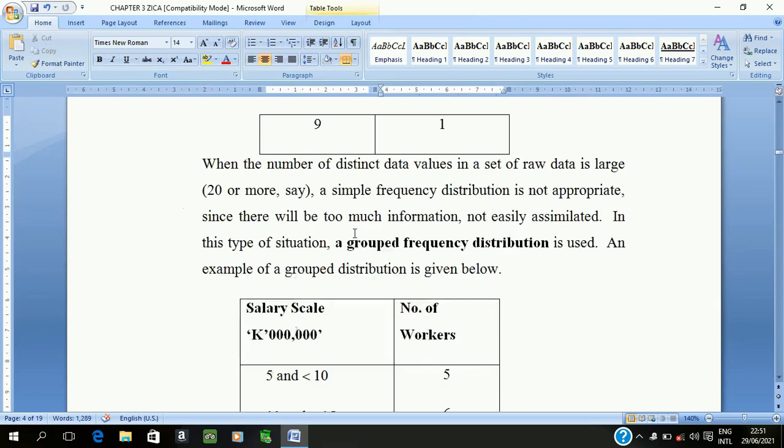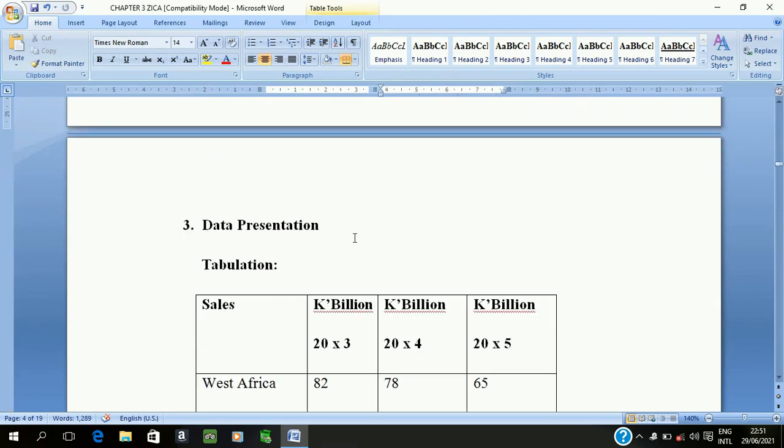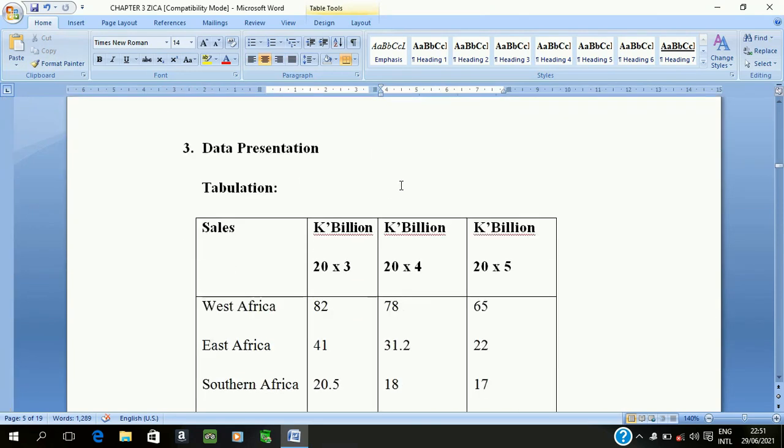So let's move on to our next item, data presentation. Data presentation simply talks about different ways of presenting data. The first way of presenting data is using tables. This is called tabulation. So tabulation is just a process of putting data in tables.